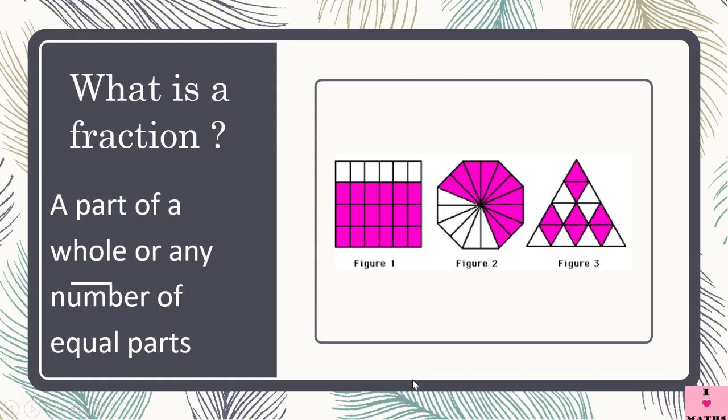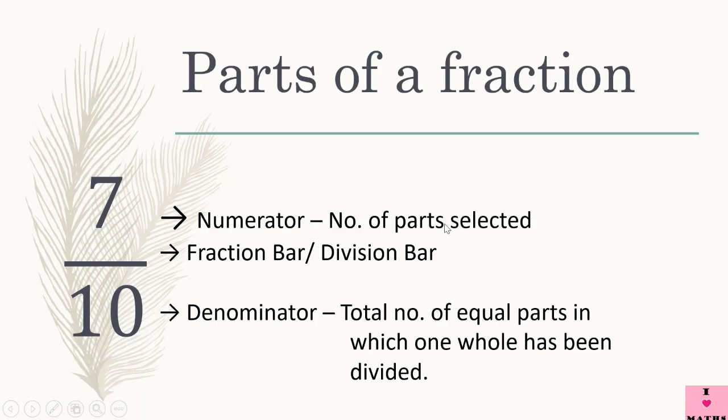For example, in this figure, the whole figure has been divided into 24 equal parts. So 24 will be the denominator. This figure has been divided into 16 equal parts. So 16 will be the denominator. This line which divides these two numbers is called the fraction bar or the division bar. So we read this fraction as 7/10.